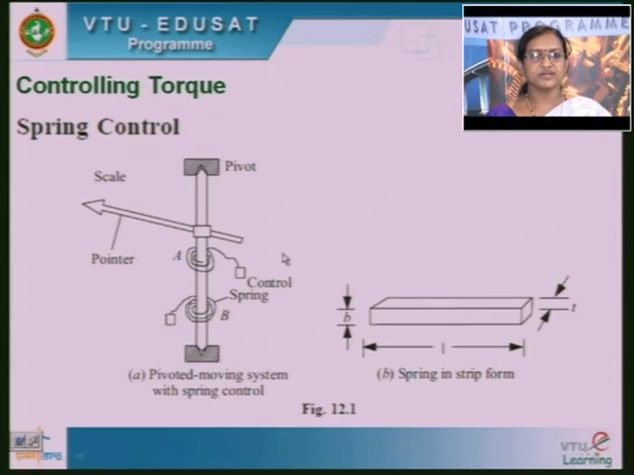Now you see how exactly we are going to consider the construction of spring control. Here you have two pivots, and a spindle is placed between the two pivots. There are two springs A and B in opposite directions. One end of the spring is fixed to the spindle, and there is one more part, which is the movable part. The spindle is the fixed part and this is the movable part. This is how we have the spring in strip form. So how does it work? You have one spindle, two springs and one pointer.